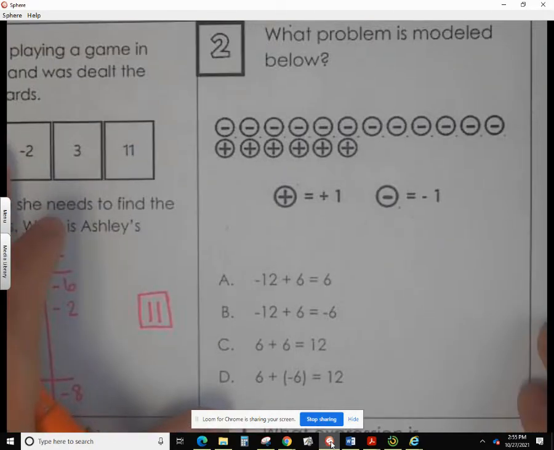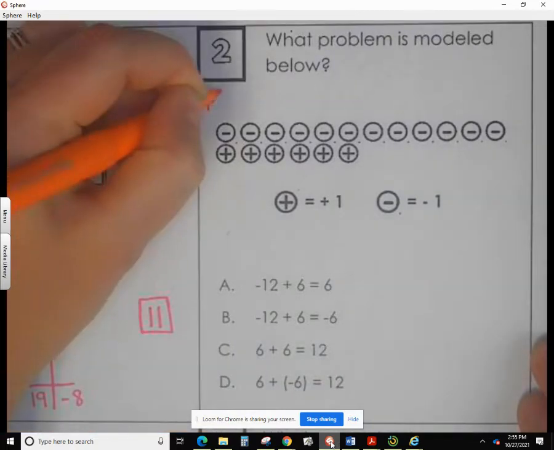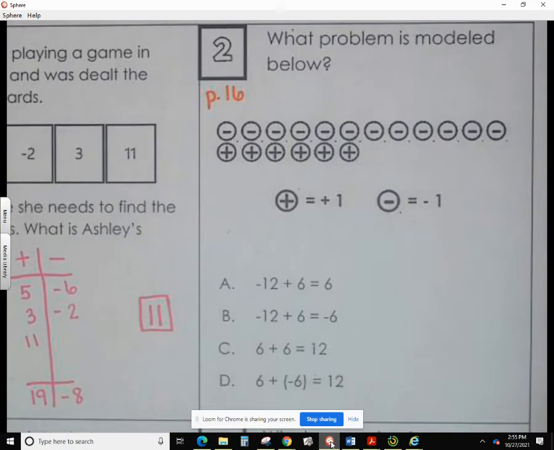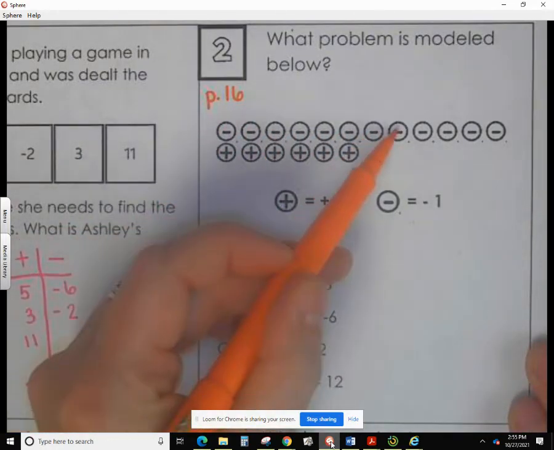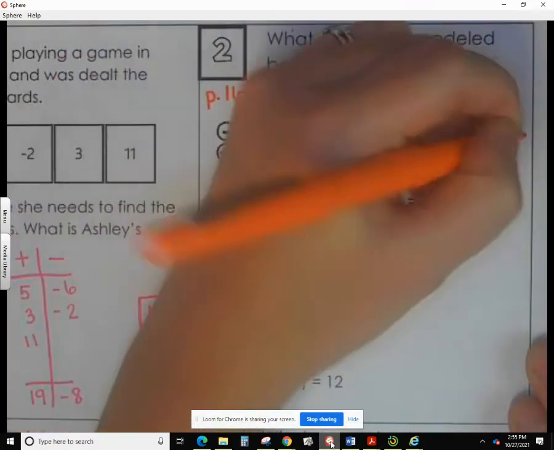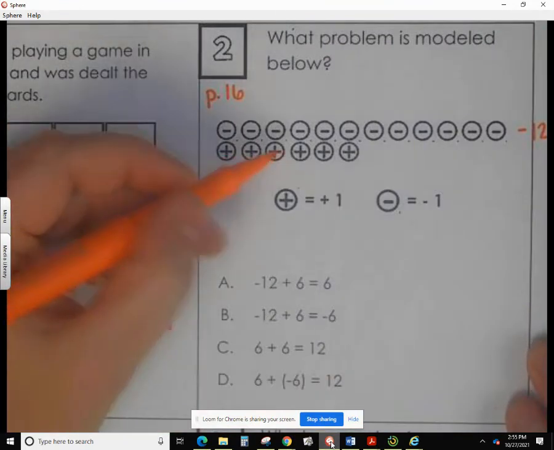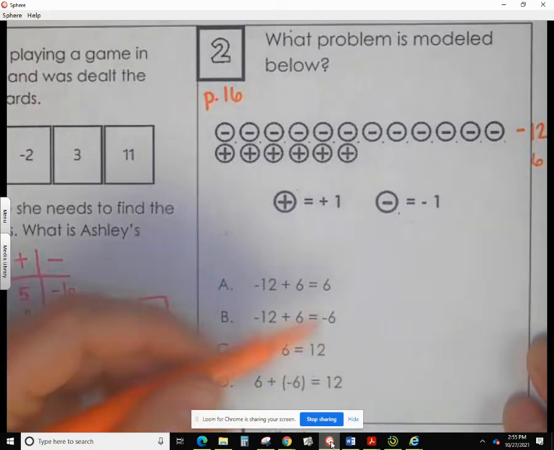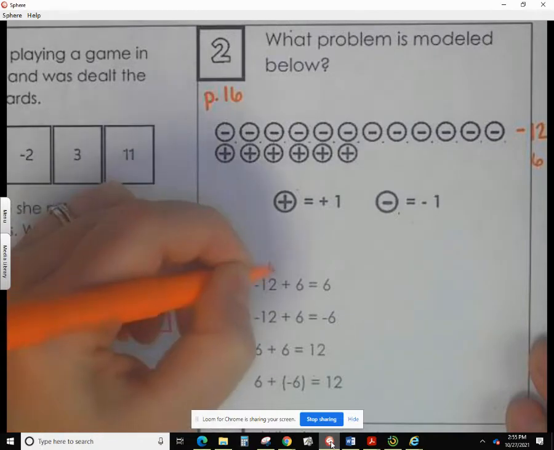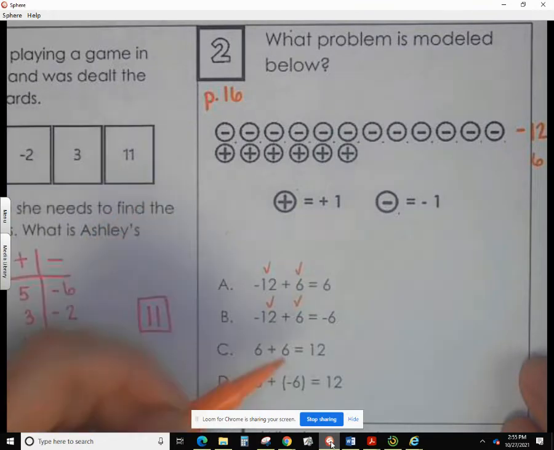Our next one is talking about modeling an integer problem. You can find that on page 16 of your notebook. So up at the top, we have 1, 2, 3, 4, 5, 6, 7, 8, 9, 10, 11, 12 negatives. So that right there represents -12. And we have 1, 2, 3, 4, 5, 6 positives. So that represents +6. Here we see -12 plus +6. That looks good. They both have different answers, so I'll come back to that.